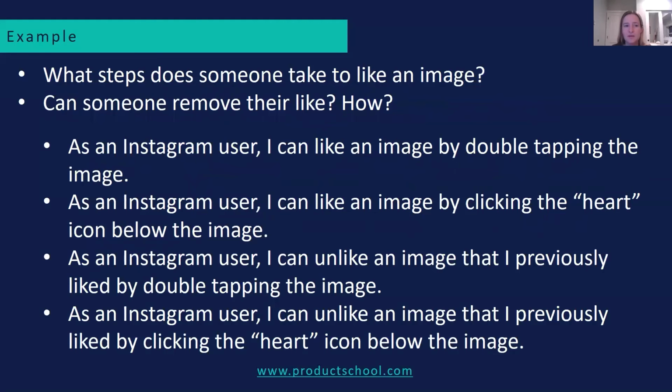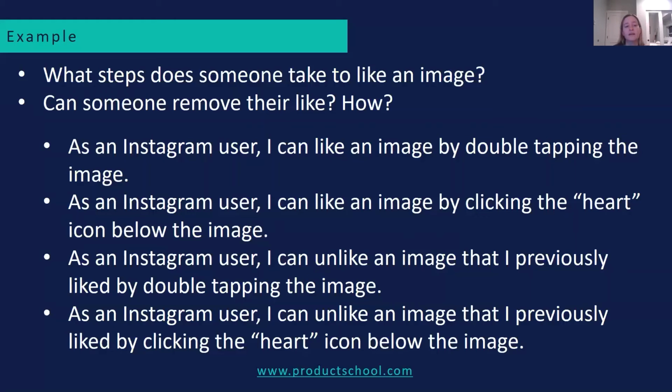All right, next one. What steps does someone take to like an image? And how can someone remove a like? So as an Instagram user, I can like an image by double tapping the image. For those that are familiar with this feature, you know that's one way to do it. But there's also another way. I can like an image by clicking the heart icon below the image. So both of those are ways for your end users to interact with your feature and to get a result back.